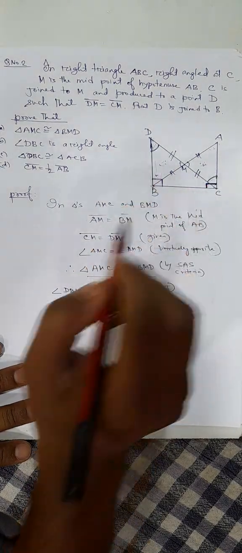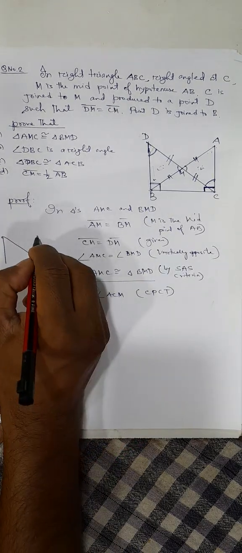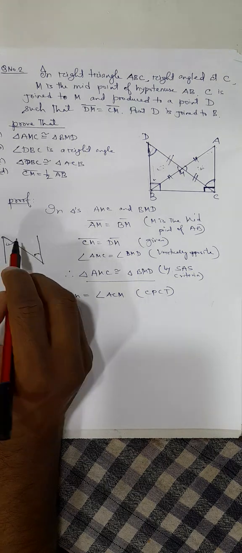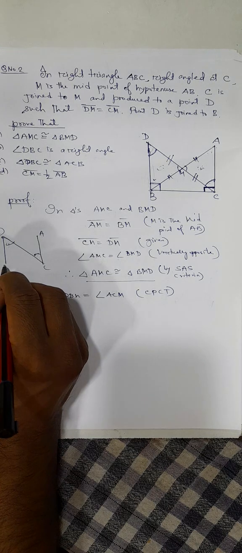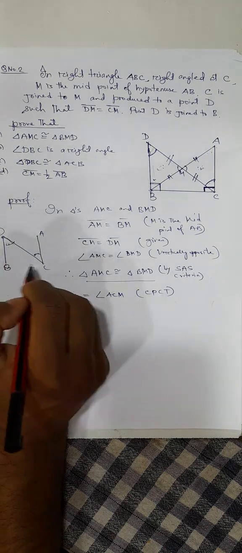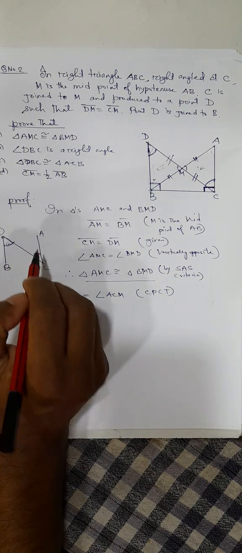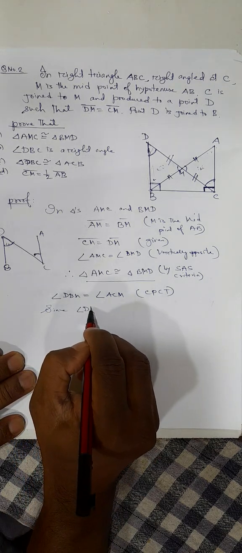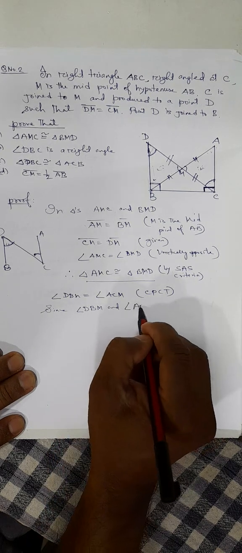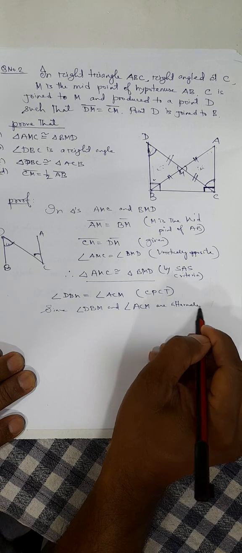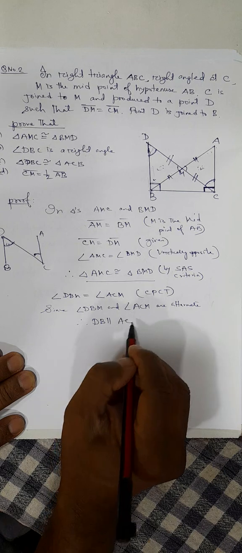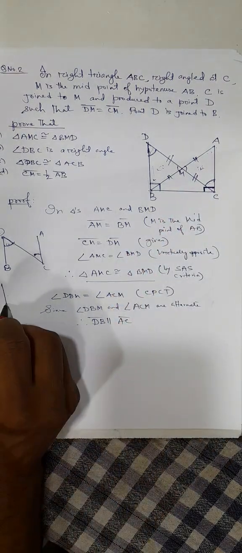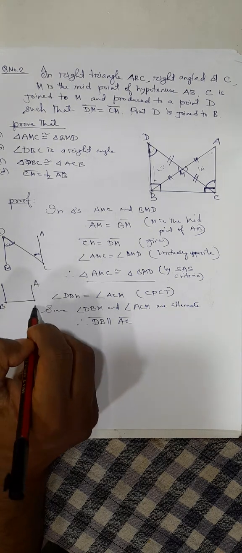Now, if these two angles are equal, they are alternate angles, right? And this is a transversal. DC is a transversal of AC and DB, and alternate angles are equal. So from this we conclude that DB is parallel to AC. Since angle DBM and angle ACM are alternate, therefore DB parallel to AC. DB and AC are parallel lines.